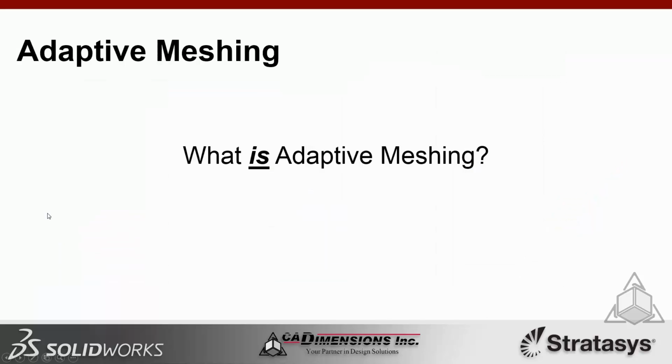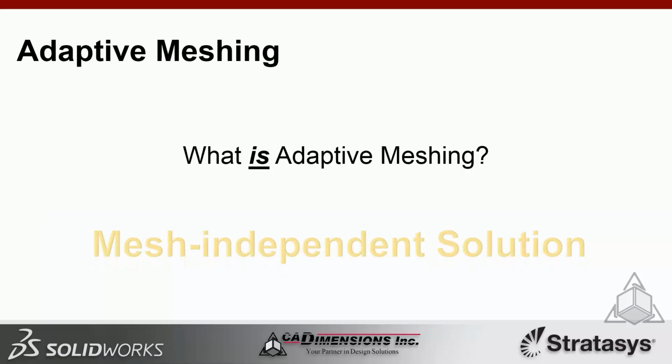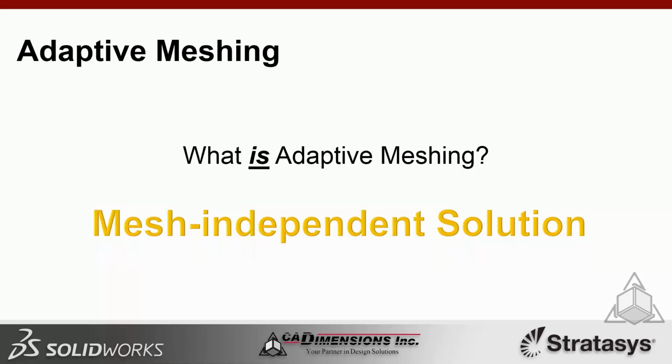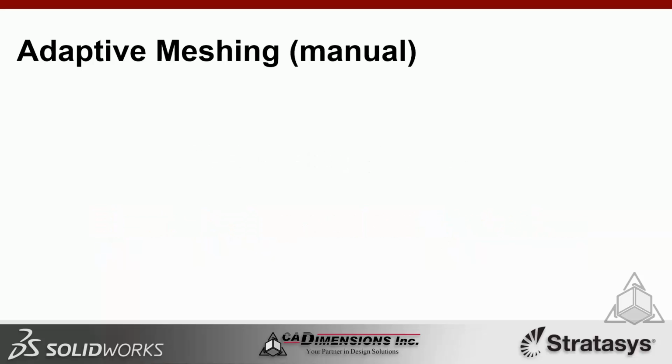brought you to this webinar. What is adaptive meshing? What exactly is adaptive meshing? Well, it's fairly straightforward. Adaptive meshing, whether done manually or automatically, is simply coming up with what we call a mesh-independent solution.